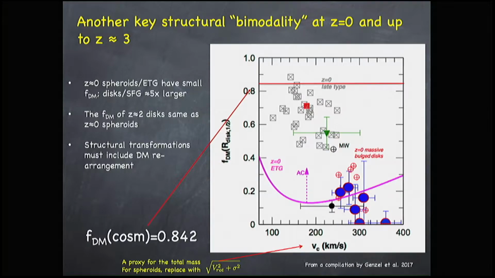Redshift 0 early type galaxies, ETG, have a relatively low dark matter fraction within their effective radius. These are big, massive bulge disks. Up there, the squares are redshift 0 late type, spiral galaxies. The Milky Way is this one. These two are two averages from redshift zero as well. The interesting points here are these blue points.